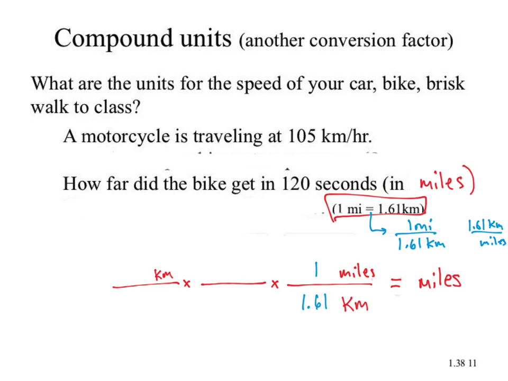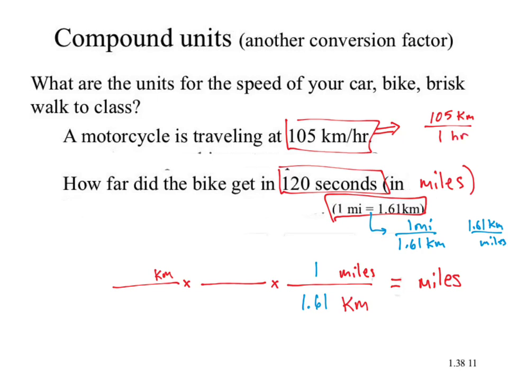I want to find the number of kilometers. Do I want any other unit tied to that? No, I want just the number of kilometers. Am I given just the number of kilometers? So we go back through the given information. I've got 120 seconds and I've got 105 kilometers per hour. Remember, we should immediately convert that into the proper system of 105 kilometers per 1 hour.